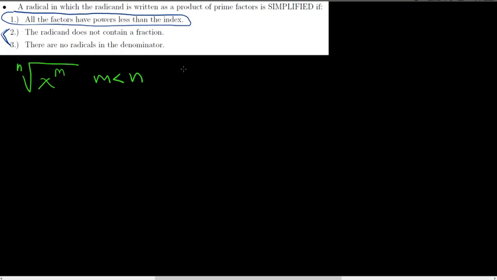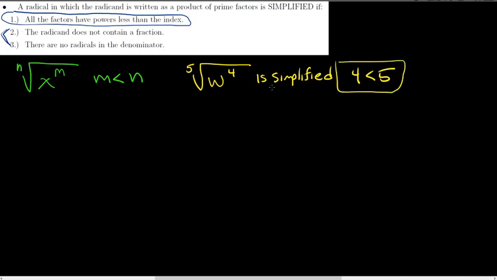So for example, if I have the fifth root of, let's say, w to the power 4, this is simplified. This is as simple as it gets. Why? Because m is 4 and n is 5, and 4 is less than 5. Since 4 is less than 5, this is simplified. Make sense? Now, if I take, let's say, the cube root of y to the 4, well, this is not simplified.